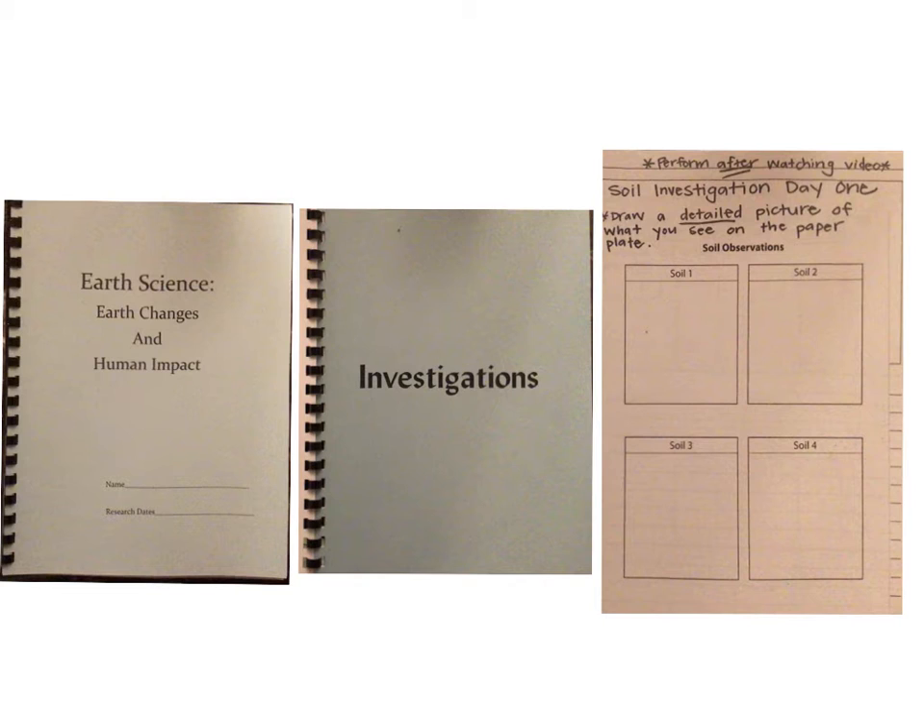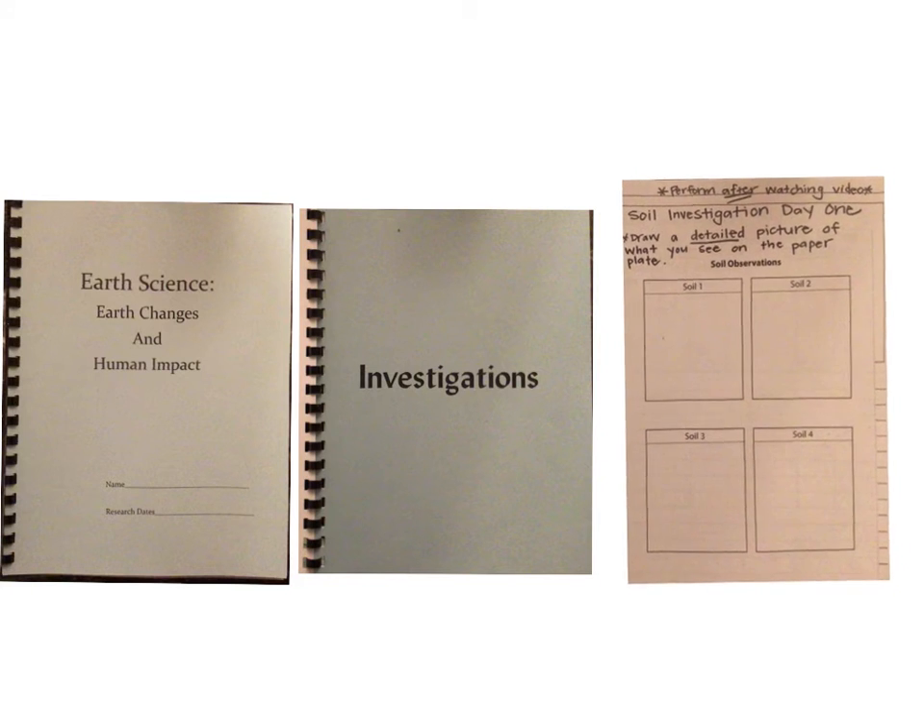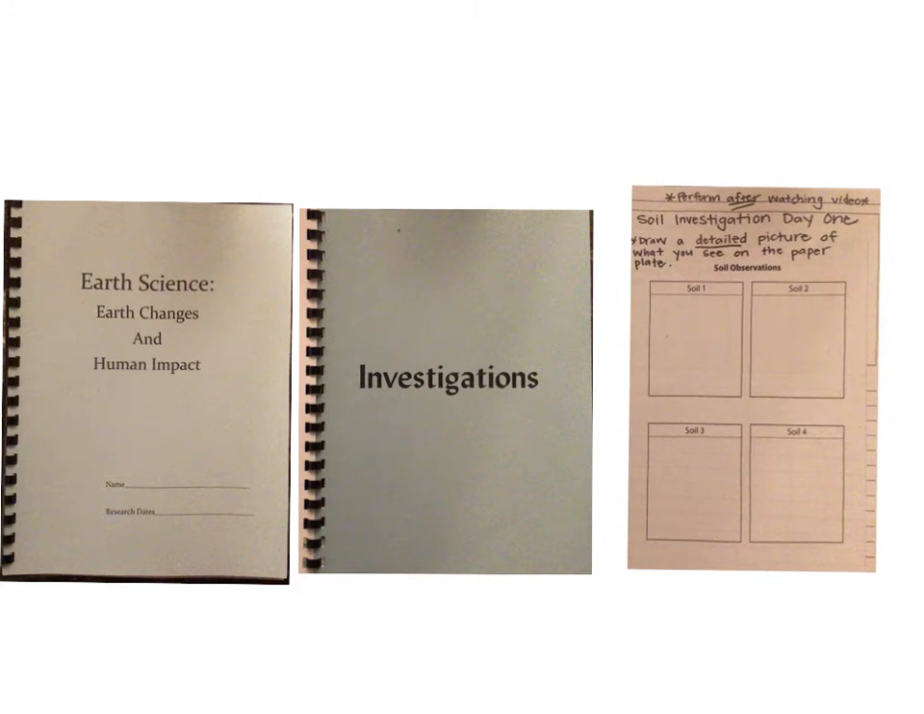Now that you have put your soil on the 4 different plates, you will take your hand lens, and using your hand lens, you're going to investigate each soil. In each of the boxes, after you've gone into investigations and seen the picture on the first page of investigations, you are going to make a detailed picture using a pencil of each individual soil.